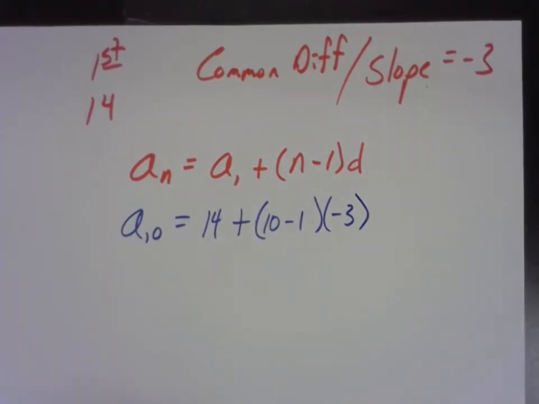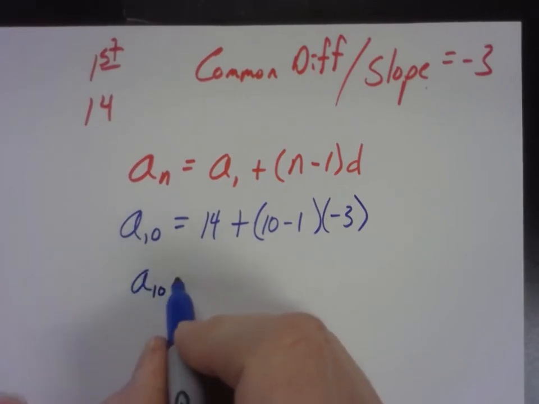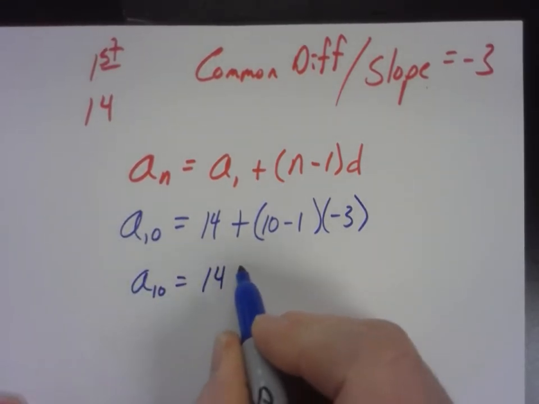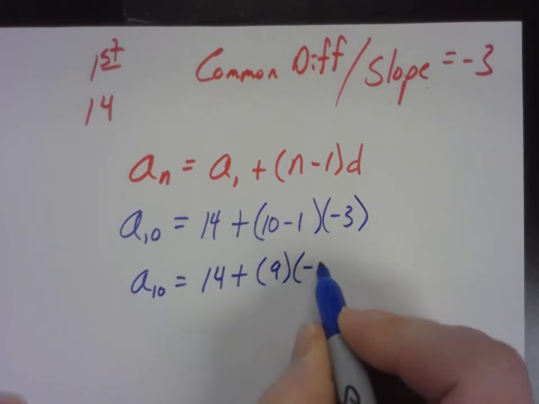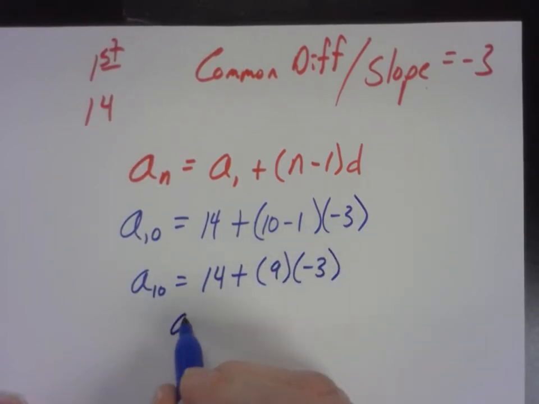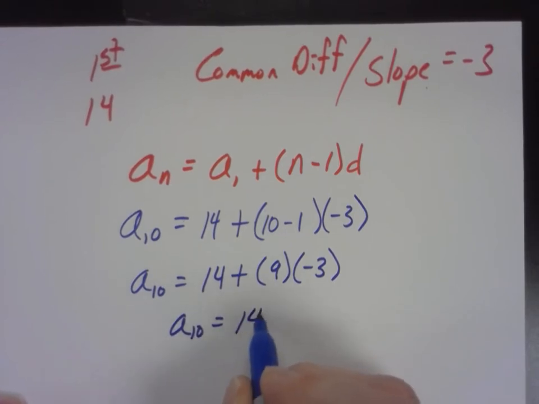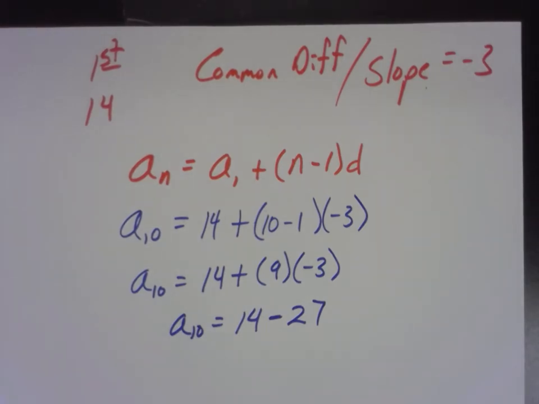So a sub 10 equals 14 plus 9 times negative 3. So a sub 10 is 14 subtract 27. I'm not going to put plus negative 27. Are you okay with that? Okay. So a sub 10 is negative 13.